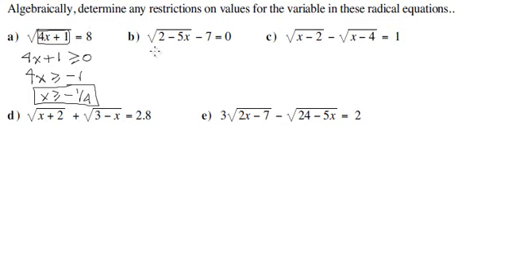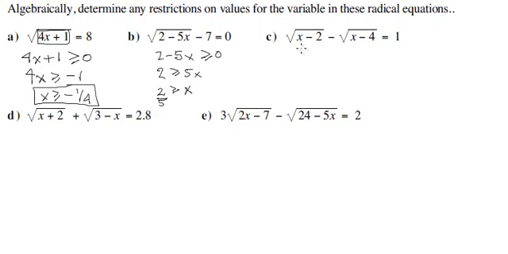Here, the radicand is 2 minus 5x, and so we say the exact same thing. That has to be greater than or at least equal to 0. So take the 5x to the other side. 2 has to be greater than or equal to 5x. Divide by 5, we divide this side by 5, so x has to be less than or equal to 2/5.